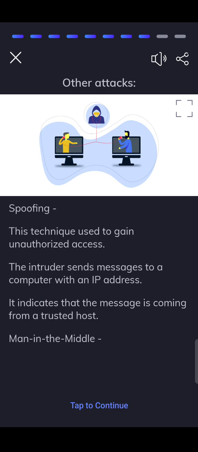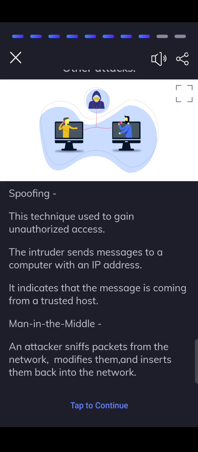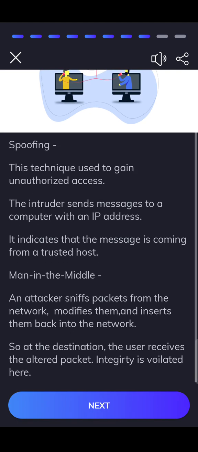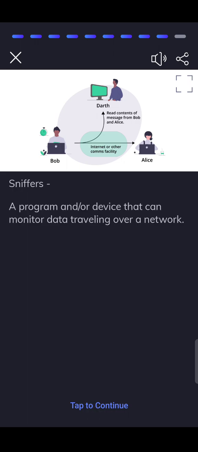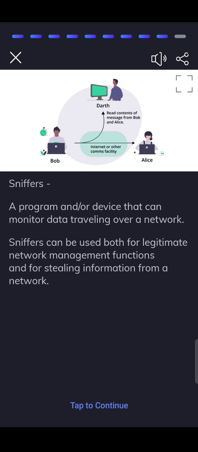Man in the middle. An attacker sniffs packets from the network, modifies them, and inserts them back into the net. So at the destination, the user receives the altered packet. Integrity is violated here. Sniffers: a program and/or device that can monitor data traveling over a network. Sniffers can be used both for legitimate network management functions and for stealing information from a network.